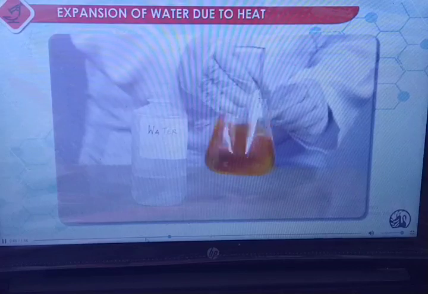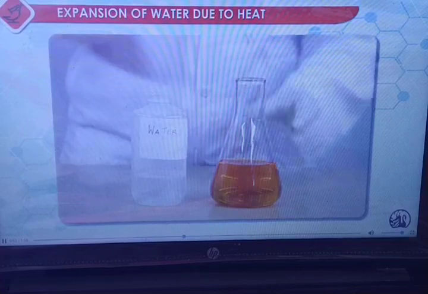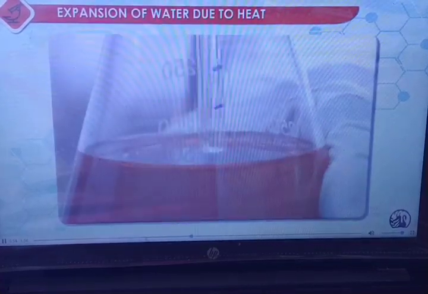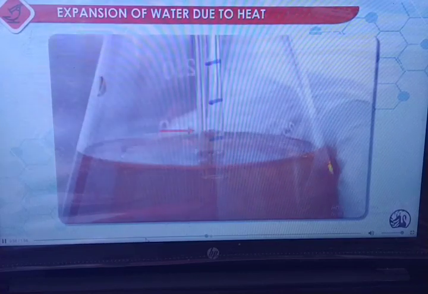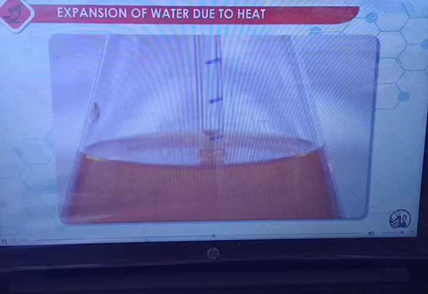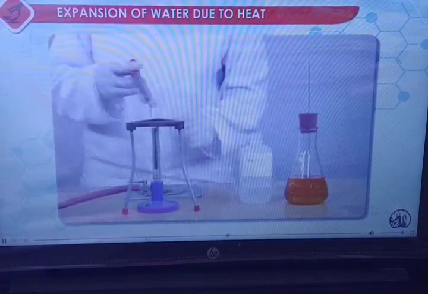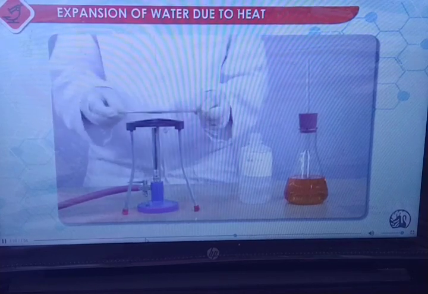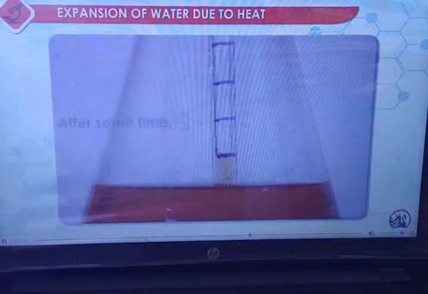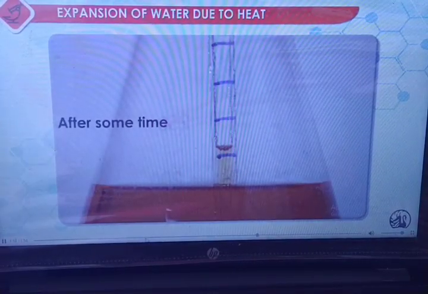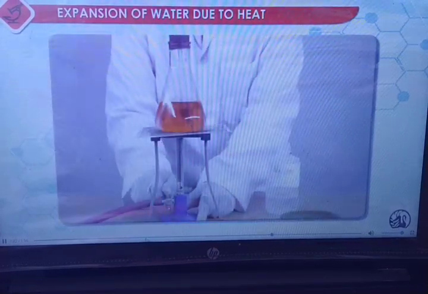See, it will make the water sink easily. After that they will put one stopper. You can see the level of water, as the arrow shows. And after that they will light the Bunsen burner. See, the heat has started and now they are heating. So you will see how the water level is increasing. As you have seen here, the water level has increased.